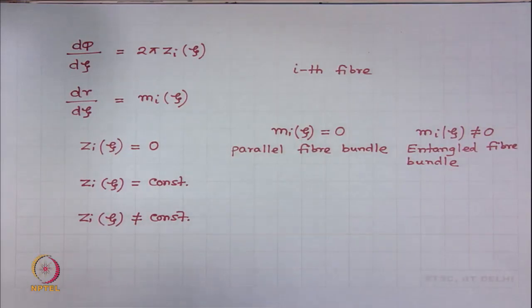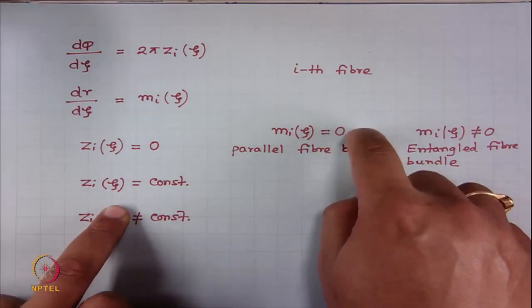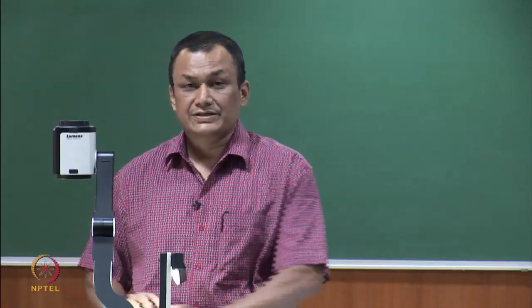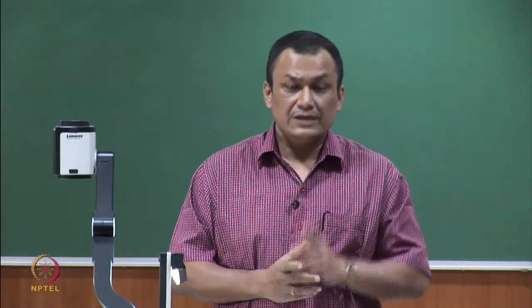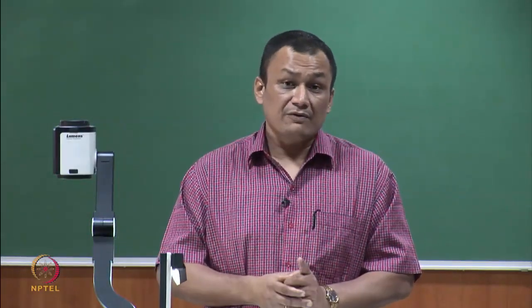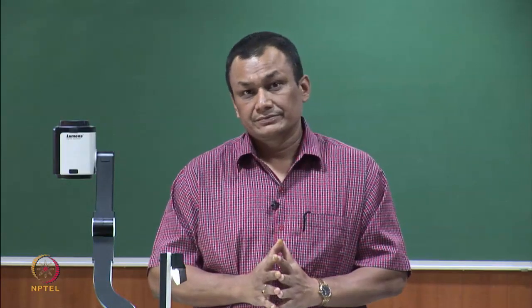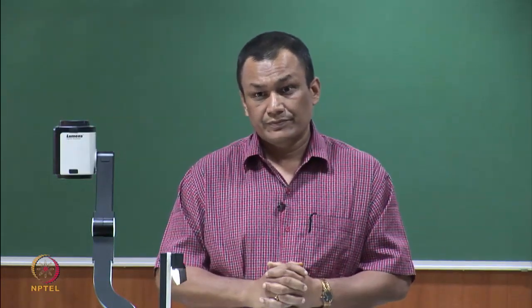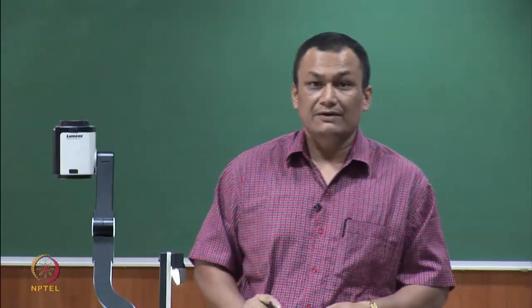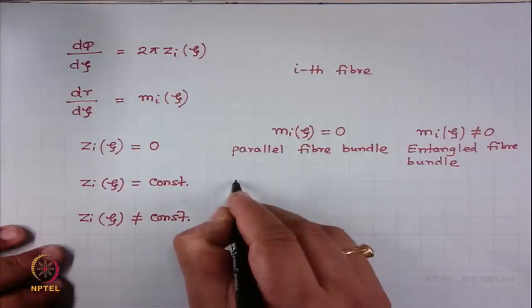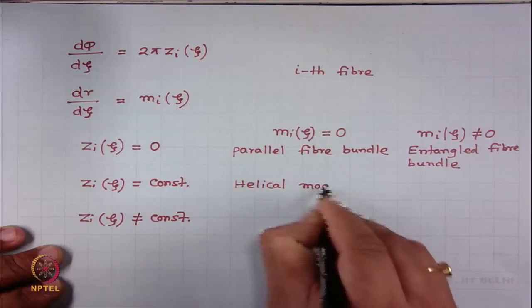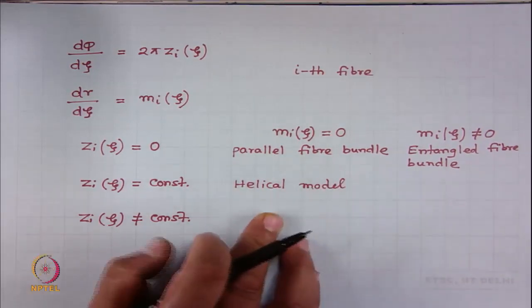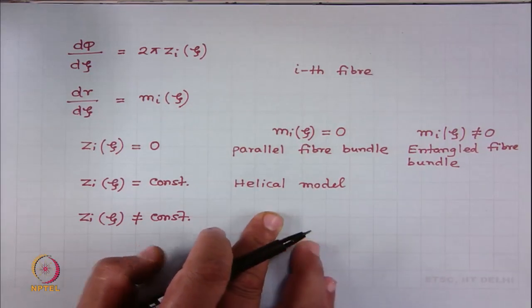Now, we come to these two situations. Zi constant and Mi 0. What is the meaning of this? There is a twist and the constant amount of twist is given. However, there is no radial movement of fibers. That means we talk about helical fiber model. This model we have already discussed in probably module 4.